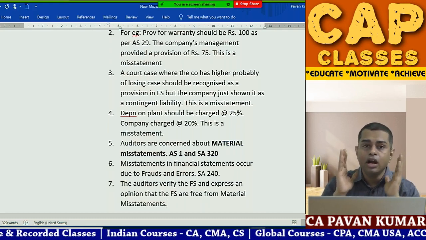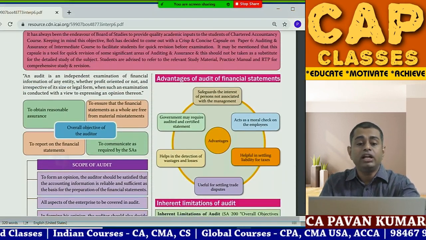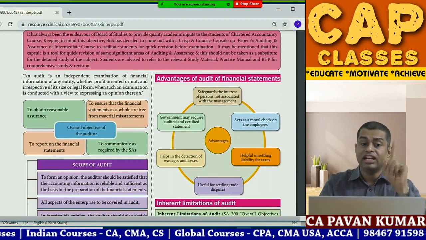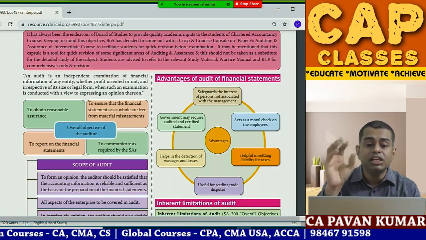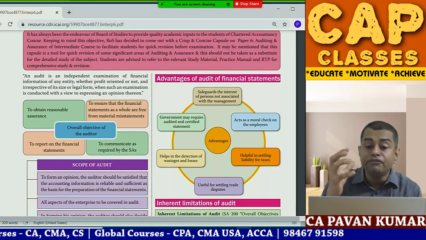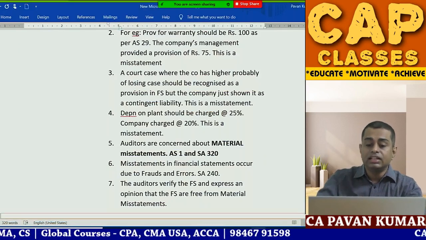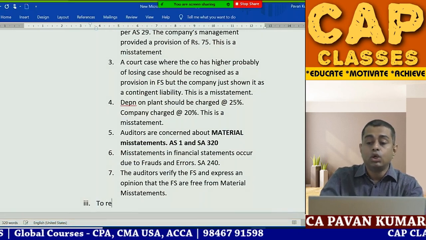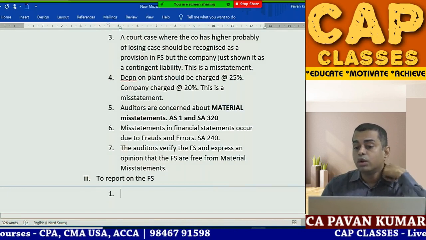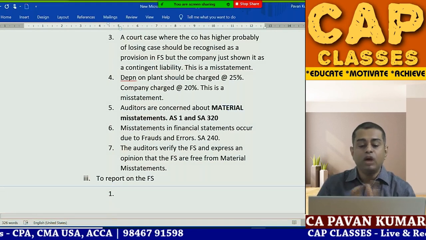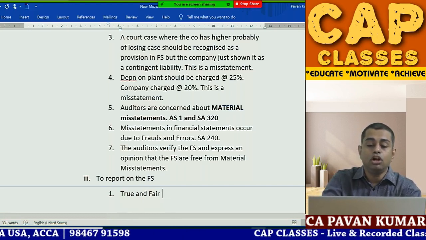So this is point number 2. Going back to the ICAI material, what are the responsibilities of the auditor? Overall objective of the auditor, on the left hand side. 1, reasonable assurance. I have explained in detail. 2, to ensure that the financial statements as a whole are free from material misstatements. And the third responsibility is to report on the financial statements. What is the report? True and fair report. This is called true and fair view.